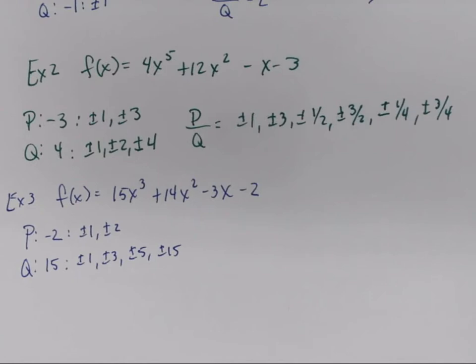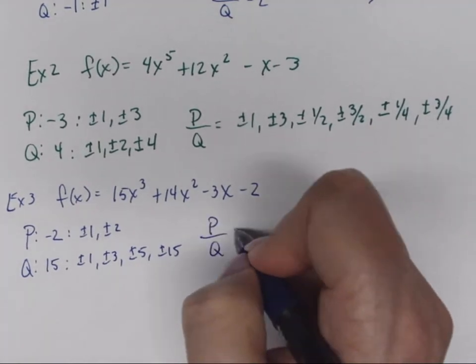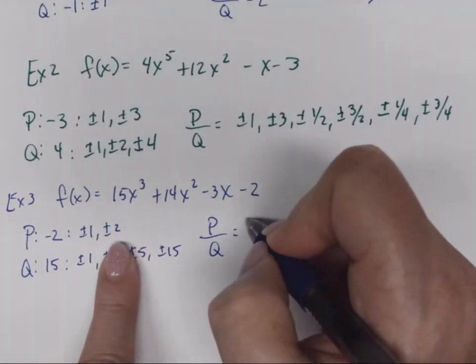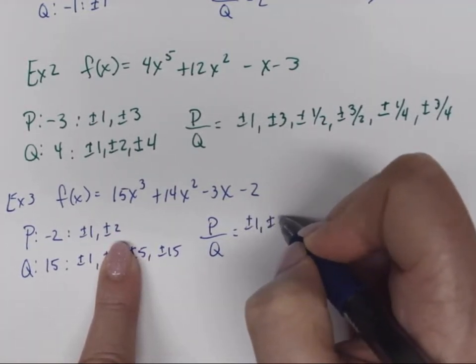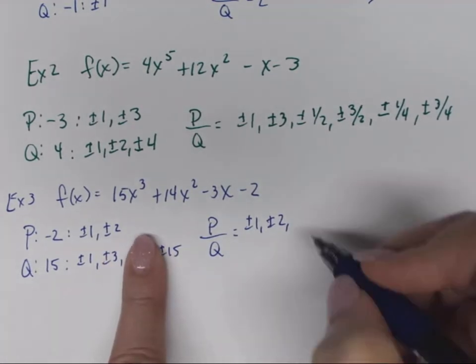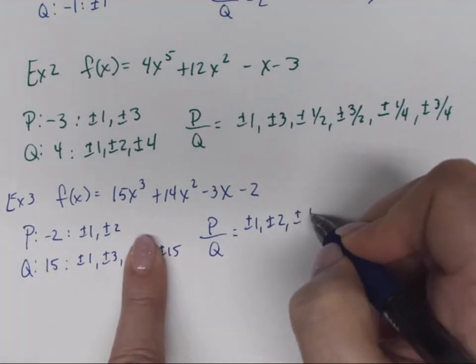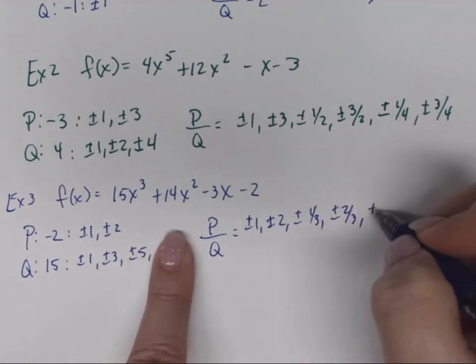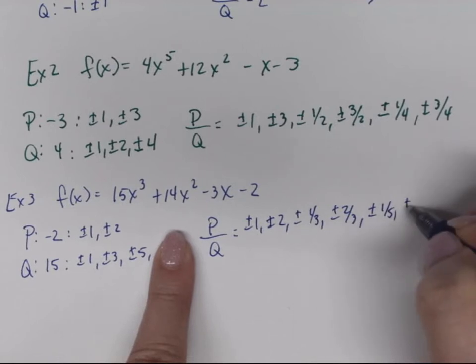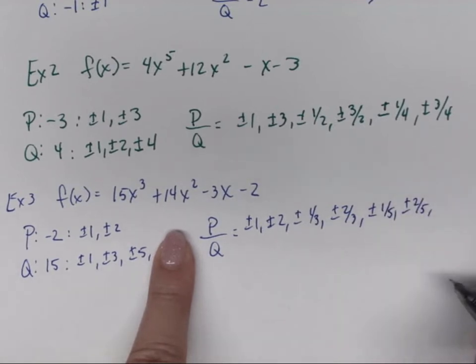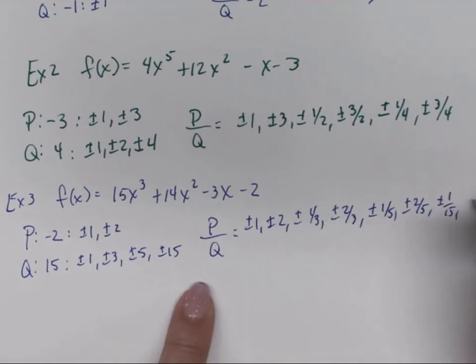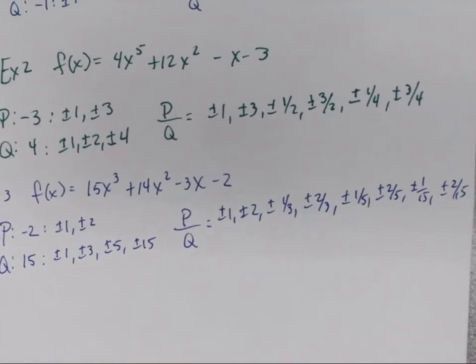All right, let's go do our p over q. So all of them over 1 would be plus or minus 1, plus or minus 2. All over 3 would be plus or minus 1/3 and plus or minus 2/3. All over 5 would be plus or minus 1/5, plus or minus 2/5. All over 15 would be plus or minus 1 over 15 and plus or minus 2 over 15. And that's all you're doing.